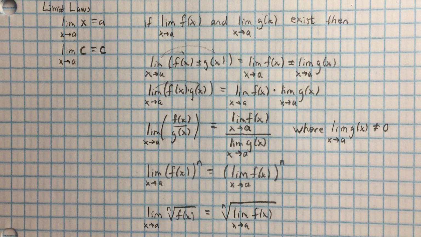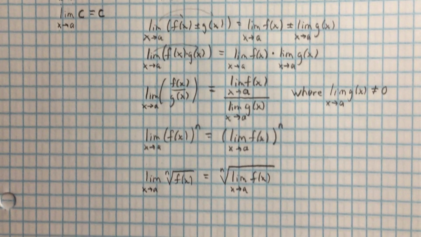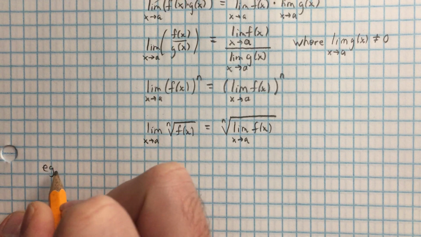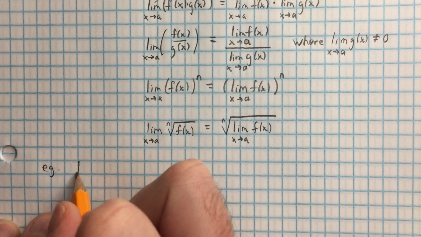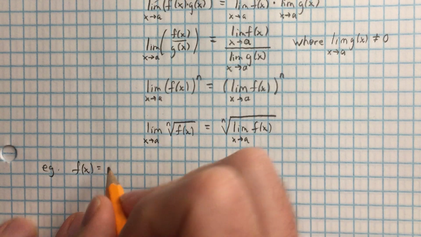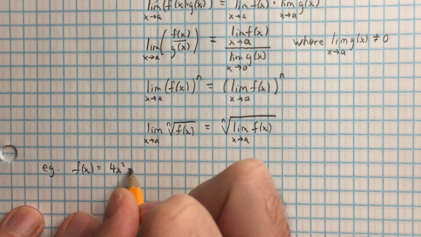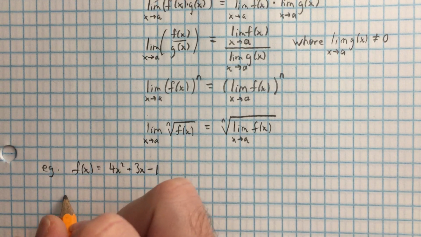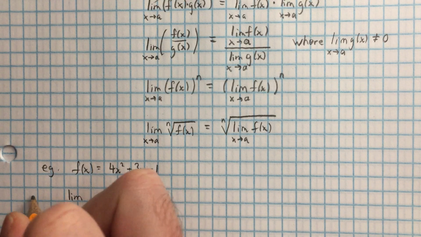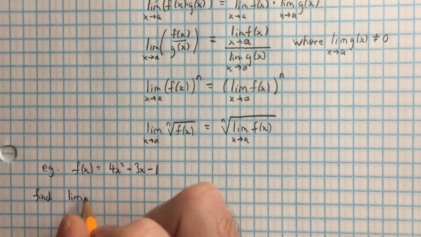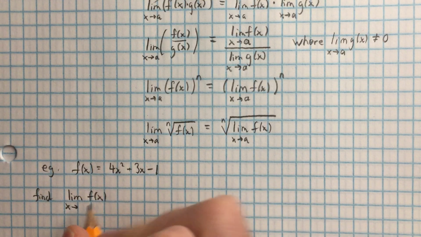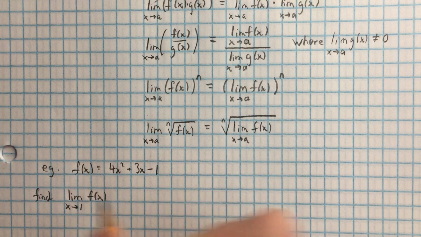Let us take a quick example and see how to use the limit laws in a particular situation. For example, we'll say that f of x is 4x squared plus 3x minus 1. We want to know the limit. Find the limit of f of x as x approaches, it doesn't matter too much, we'll just say 1.